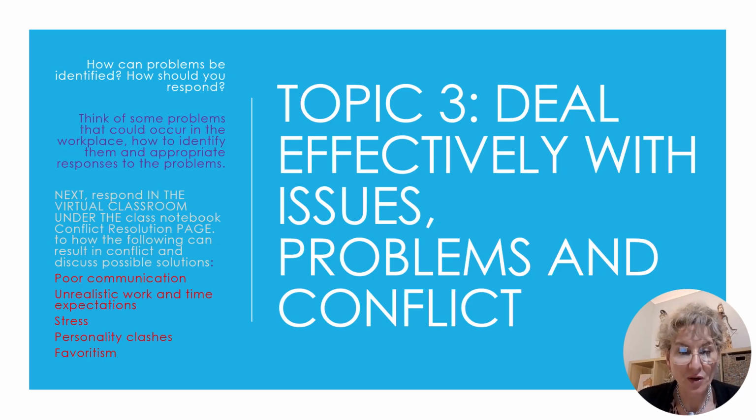So, poor communication, unrealistic work and time expectations, stress, personality clashes and favouritism. These are some of the key principles that occur in conflict situations in the workplace. So indicators could be a decrease in productivity, quality issues, high turnover of staff. The average turnover rate of staff is 16%. If it's any higher than that, then this could indicate some problems within the workforce.